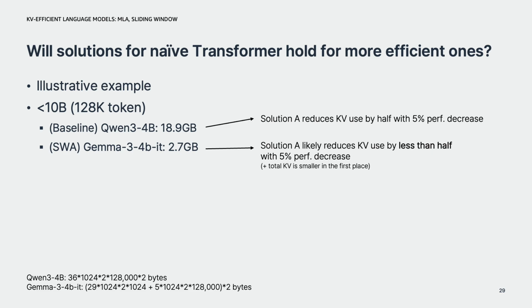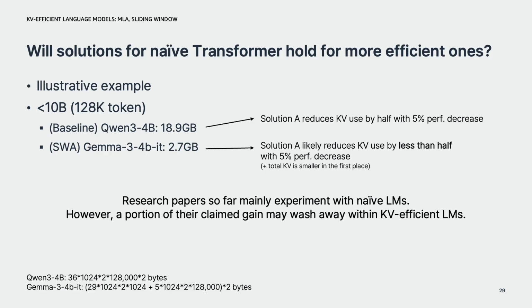in KV efficient language models. So what is the point here? Research papers so far mainly experiment with naive transformer-using language models. However, a portion of their claimed gain may wash away within KV efficient language models. And this is the point.